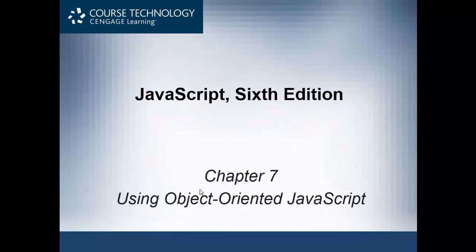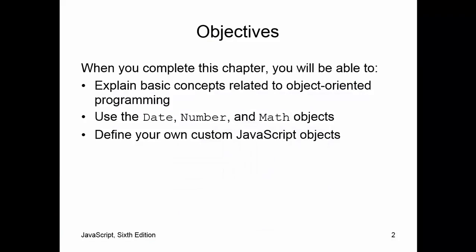But in this chapter, amongst other things, we're going to talk about defining our own objects. So, first for our objectives, we want to make sure we're explained the basic concepts related to object-oriented programming. There are examples in the book. I'll give my own examples. We'll talk about some of the built-in JavaScript objects, those including date, number, and math. And then we'll learn finally in the end how to define our own custom JavaScript objects.